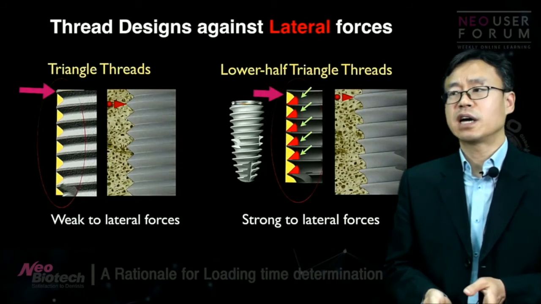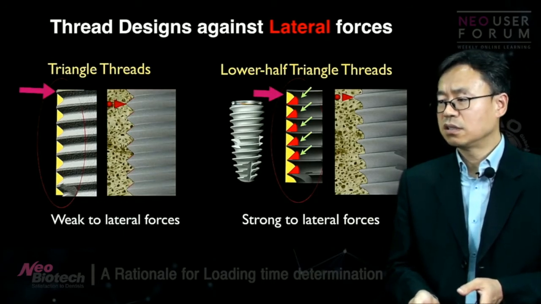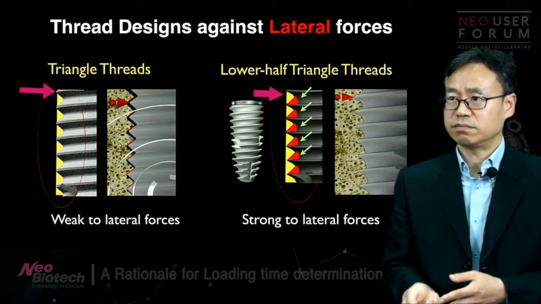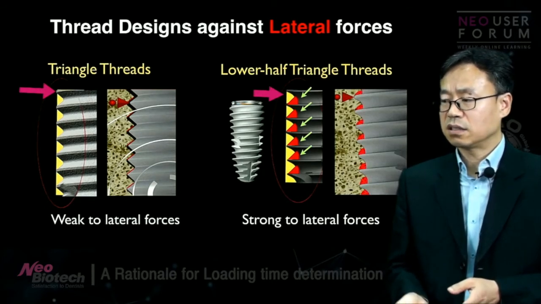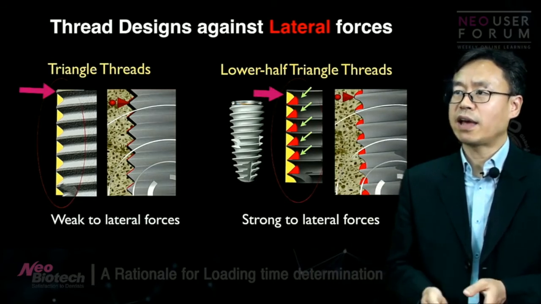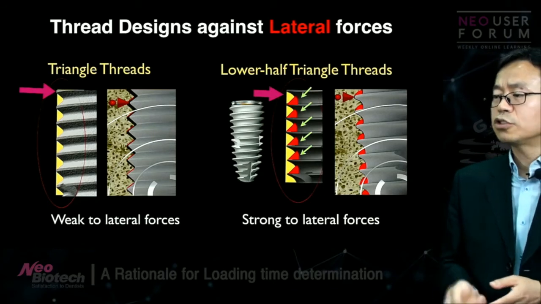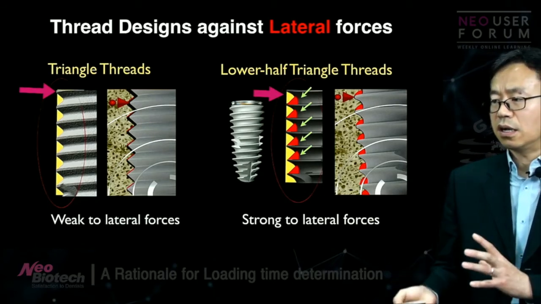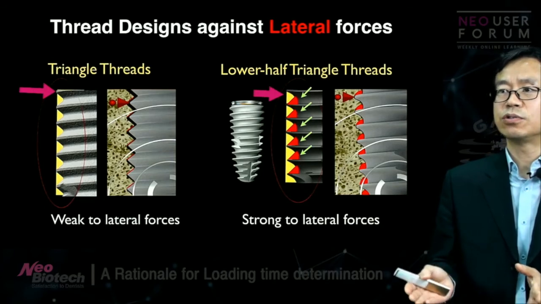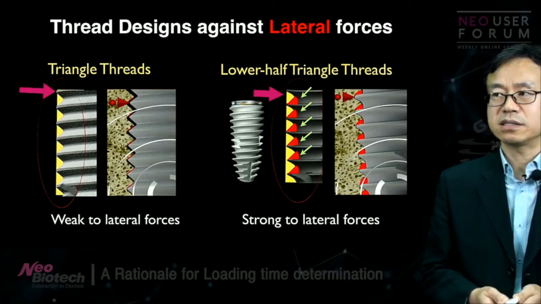Compared to conventional thread design, which is shown on the left, this cannot resist the lateral forces effectively enough, as you can see in this slide. But on the right, with this new thread design, in this particular case, it's called lower half triangle threads. This resists lateral forces much better, which we need for faster loading. So again, this is to increase or to maximize the self-tapping and primary stability of implants when we place them.